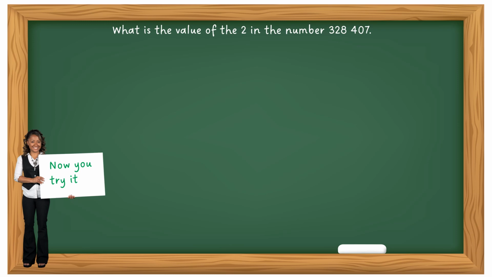Okay, so what's the value of 2 in the number 328407? And you can see it's 20,000, because the 2 is in the 10,000 column. So it has a place value of 20,000. If you got 20,000, well done.